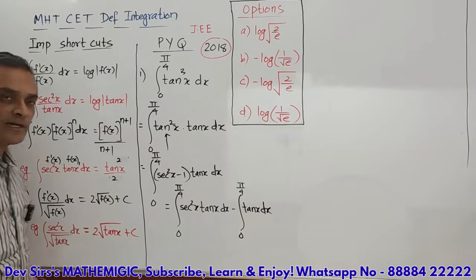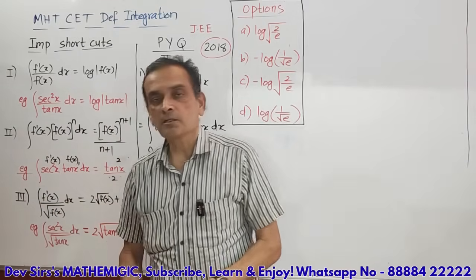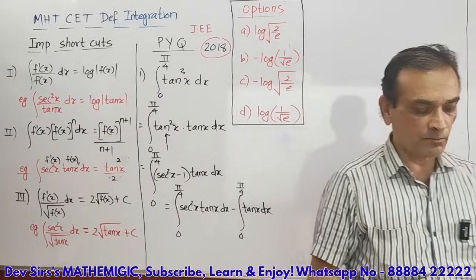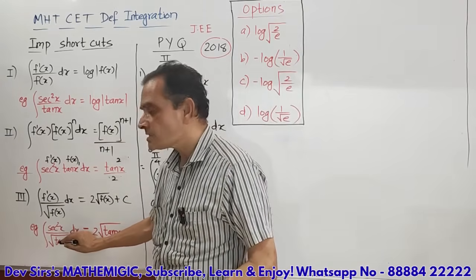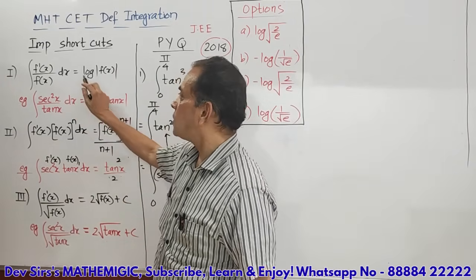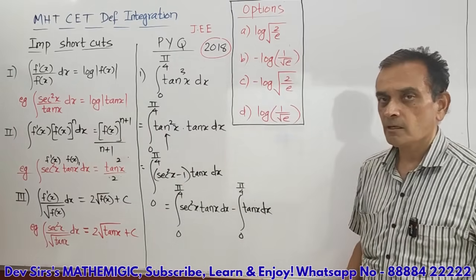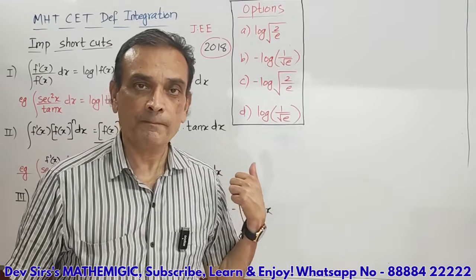Now I am surprised that in most books first two formulae are mentioned, but third formula is not mentioned in some books. Okay, but that is equally important. अगर रूट साइन है तो 2 root fx plus c. अगर रूट साइन नहीं है तो log of fx. Clear? Now इसका यूज ये प्रॉब्लम में होने वाला है.